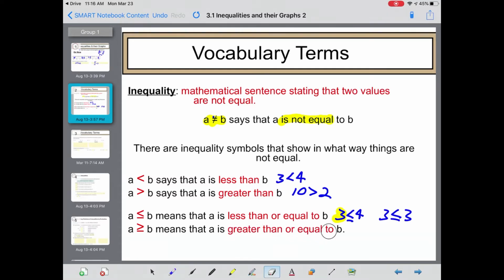And the last one is greater than or equal to. Okay. Same deal here. 10 is greater than or equal to 2, and 10 is greater than 2, so that makes the statement true. But it could also work as 10 is greater than or equal to 10. Feel free to pause, make sure you write all this down, and resume the video when you're ready.